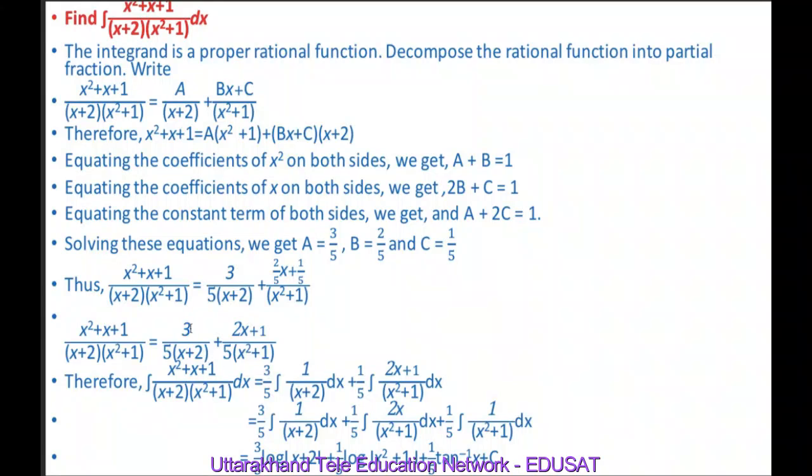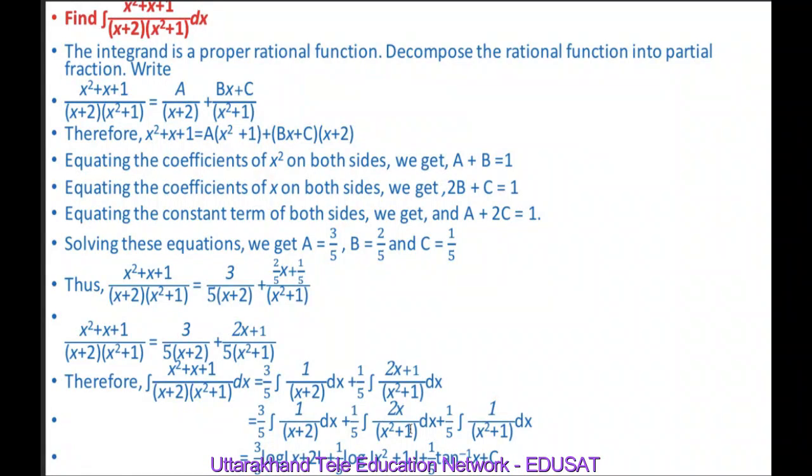So this is equal to 3 upon 5, which is constant, times the integral of 1 upon x plus 2 dx, plus 1 upon 5, which is constant, times the integral of 2x plus 1 upon x square plus 1 dx. The integration of the first is nothing but log of x plus 2. To find the integration of the second, you may first break it into two parts: 2x upon x square plus 1, and 1 upon x square plus 1. So 1 upon 5 integral of 2x upon x square plus 1 dx plus 1 upon 5 integral of 1 upon x square plus 1 dx.